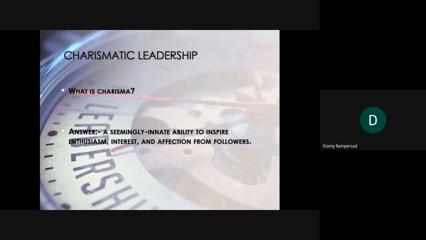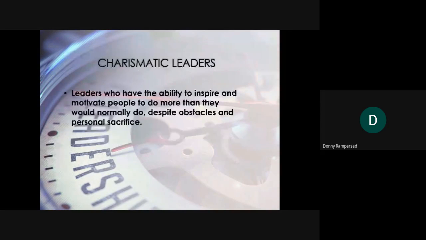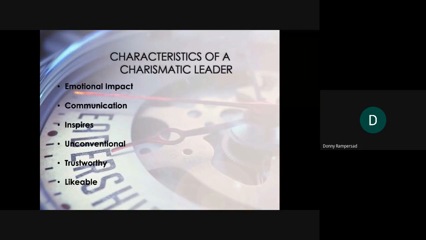We now move on to charismatic leadership. What is charisma? Charisma is a seemingly innate ability to inspire enthusiasm, interest, and affection from followers. Charismatic leaders have the ability to inspire and motivate people to do more than they would normally do, despite obstacles and personal sacrifice. What are some of the characteristics of a charismatic leader?